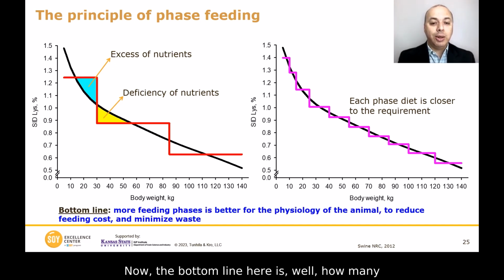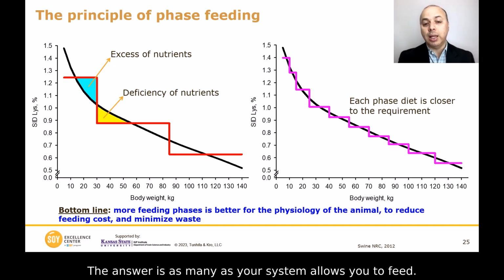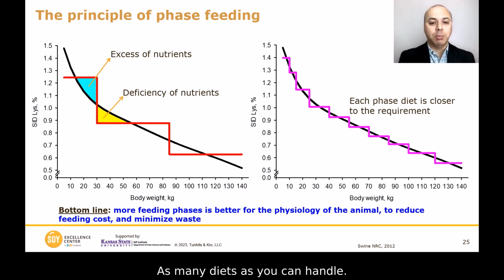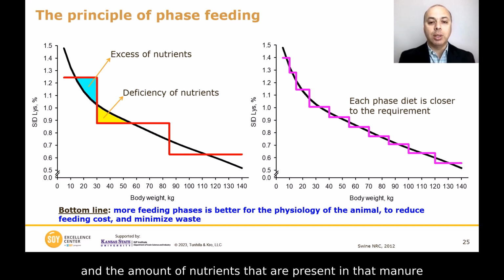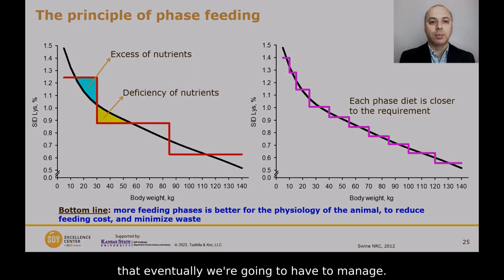Now, the bottom line here is, well, how many phases should I be feeding? The answer is as many as your system allows you to feed. As many diets as you can handle. It will be better for the animal. It will be better for the physiology of the animal. It will be better from the point of view of feed cost, and it will be better from the point of view of nutrient management of the waste and the amount of nutrients that are present in that manure that eventually we're going to have to manage.